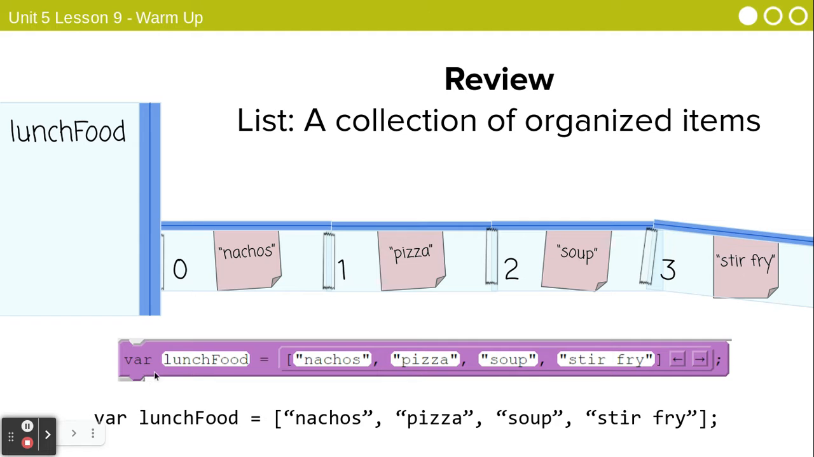This is using the blocks. So again, there's the name of your list: lunch food, nachos, pizza, soup, stir fry. And if you write it in JavaScript, in the text, same thing. Just remember that any of the words, whether you write it in JavaScript or using the blocks, need to be in quotes where the numbers do not.